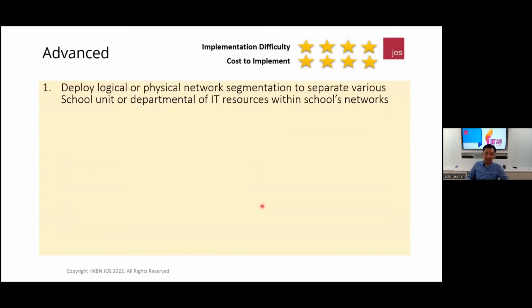So what's the first one? We should always deploy logical and physical network segmentation to separate out various school units or departments within the school network. I'm going to share with you what will be the good practice and a good design based on this logic in the later page.